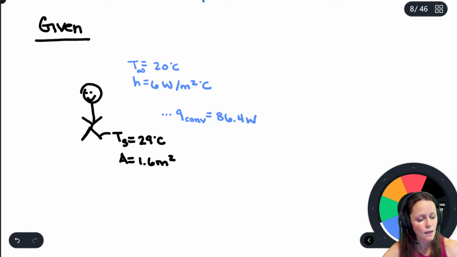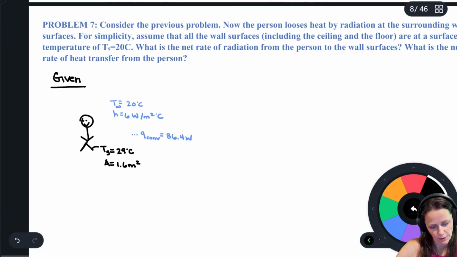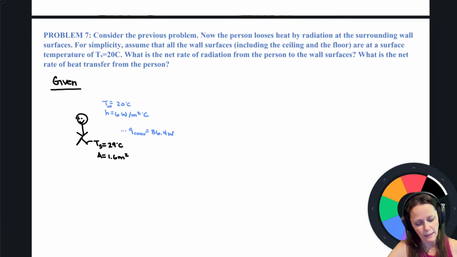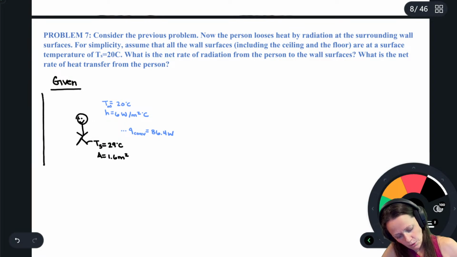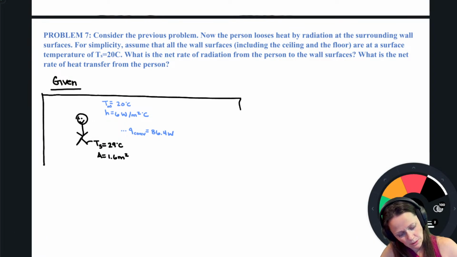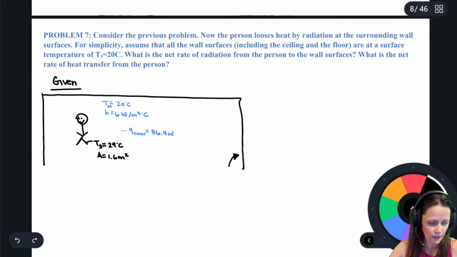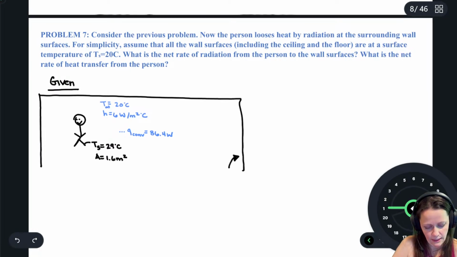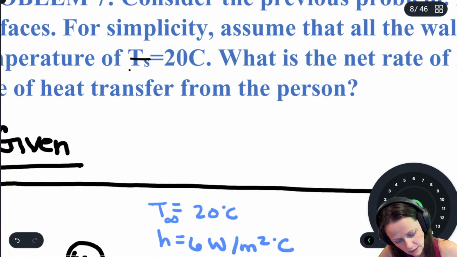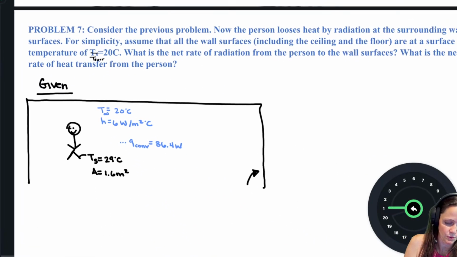But now our problem statement says a few other things. It says the person loses heat by radiation as well as convection to the surrounding wall surfaces. So the person is sitting in a room. I probably should have drawn the person a little bit smaller, but that's okay. Here's our big enclosure. And I know that this says TS. Let's rename that, not TS, but T_SURR, because that's what it is, the surface temperature of the wall.